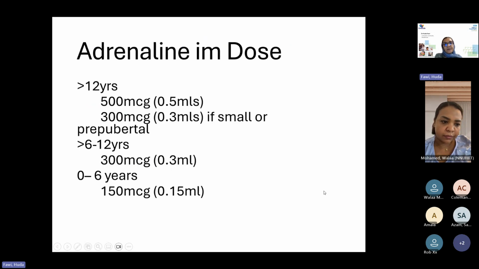Okay, the adrenaline dose according to age: more than 12 years old, 500 microgram, you take it by syringe, so 0.5 mils, or 300 microgram, 0.3 mils, if small or prepubertal. 6 to 12 years old, 300 microgram, or under 6 years old, 150 microgram.